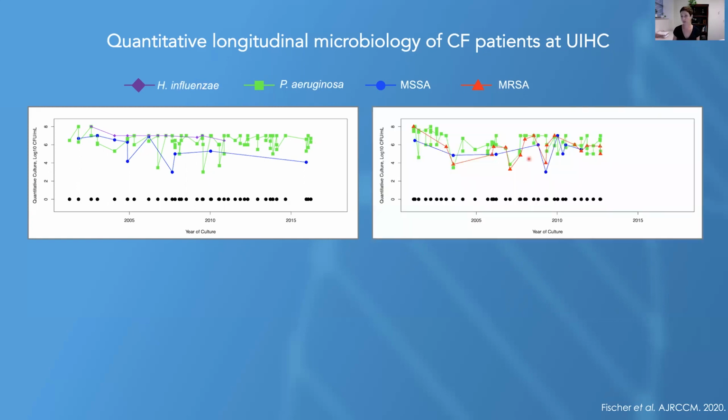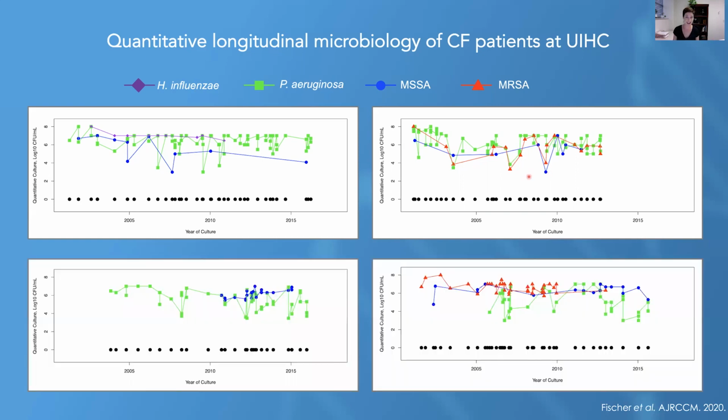And here's just an example of another patient who has both methicillin resistant and methicillin sensitive Staph aureus and Pseudomonas. And you can see that all of these organisms coexist within a single patient at very high levels for a very long time. And here are just a couple of other examples of other patients. Here's one patient that had Pseudomonas first and then acquired a Staph infection later.